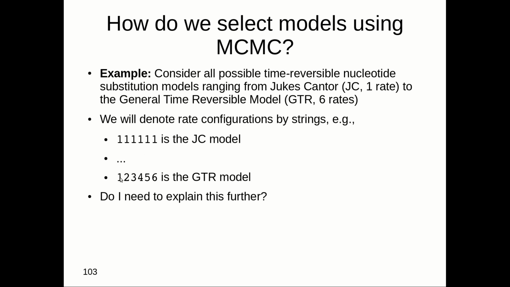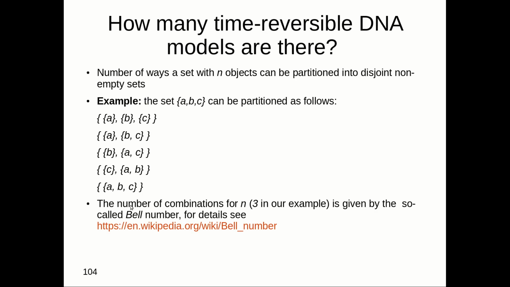And here, the GTR model means that all rates are different. So for instance, if I wanted to have a model with 5 instead of 6 rates, I could write 1, 2, 3, 4, 5, and then maybe another 5 or 4 here. Maybe I will need to explain this further, but this is probably something that we can leave to the online discussion. Right. So one question here is, how many time-reversible DNA models are there?